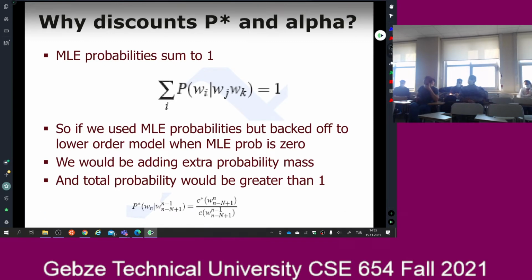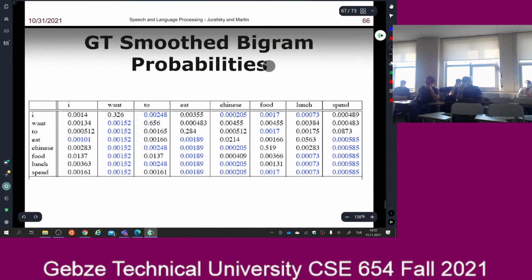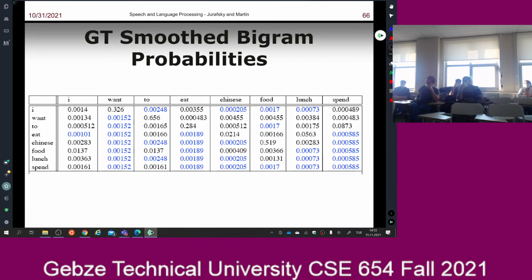Again, in MLE, maximum likelihood estimation, it is designed in a way that all the probabilities add up to 1. There is no problem with that. But with the new types of discounting and smoothing techniques, you have to be very careful about that. That's why we have those discounts and the alpha probabilities. And finally, this is what I get from the GT smoothed bigram probabilities.